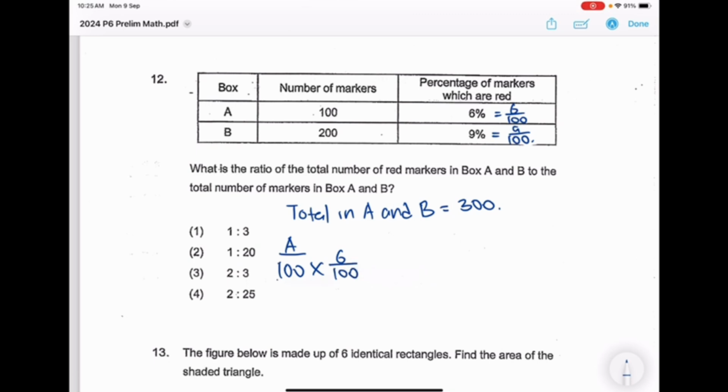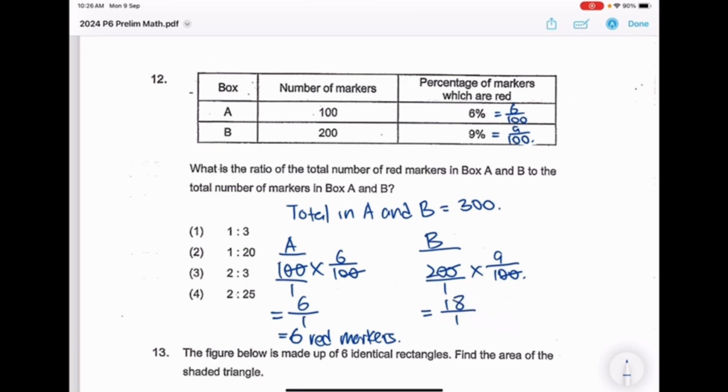Alright, so we have 100, we want to make it into a fraction, cancel the zeros on both sides, and what I'm left with is just 1 and 1. So I have 6 over 1, which equals 6 red markers. As for B, I have 200 multiplied by 9 over 100. Likewise, I change my whole number into a fraction, cancel the zeros, and what I'm left with is 18 over 1, which equals 18 red markers.